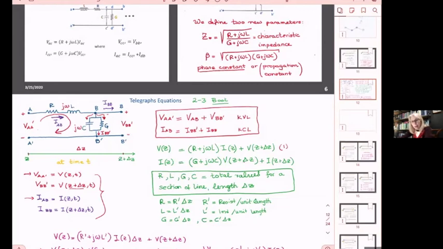Now that implies one thing. When we move into a frequency domain, let me ask you, what is the fundamental assumption we make about the source? Now we look at this section of line.